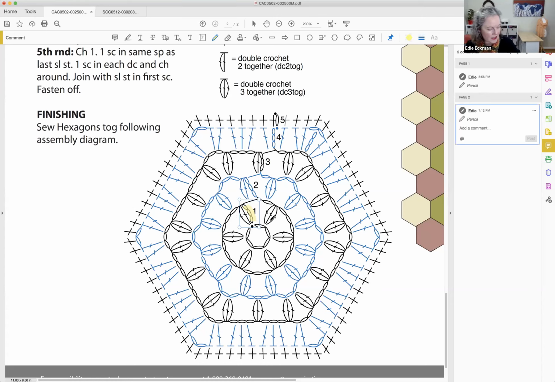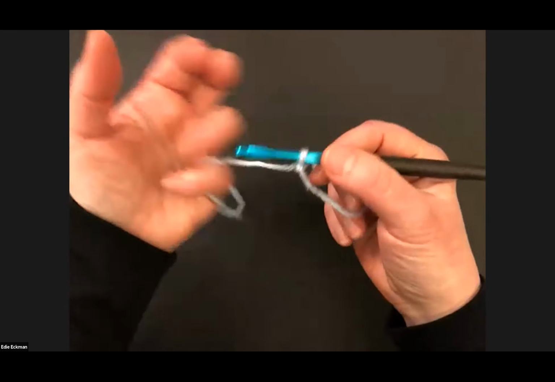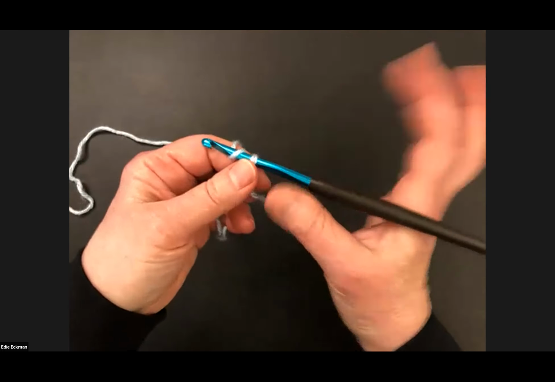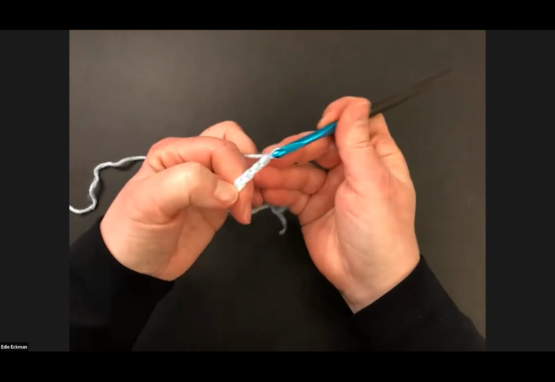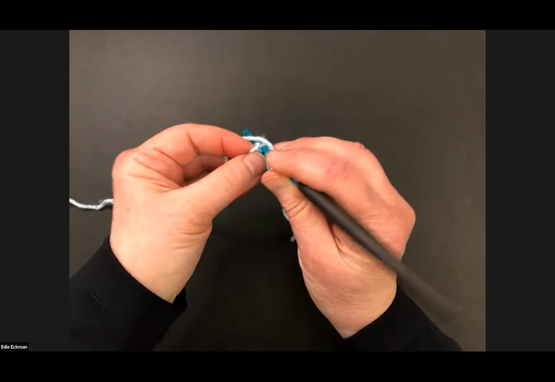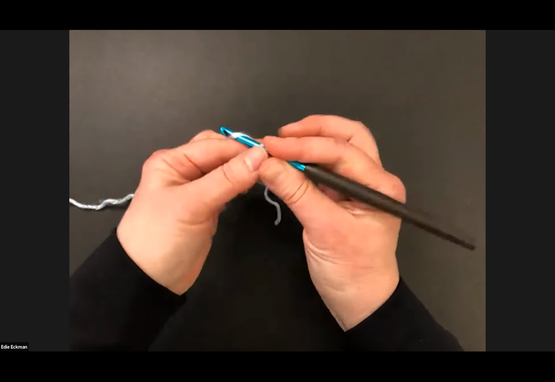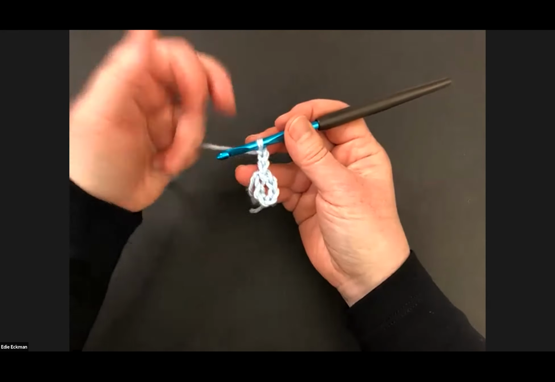Okay, so I can do that. Well, let me go ahead and get started doing that first round. We tried to get it where you could see the chart at the same time, but we couldn't make that work. So what did I say? It's chain 6, 1, 2, 3, 4, 5, 6, and join with a slip stitch to form a ring. And then I have chain 3, 1, 2, 3. And then that double crochet 2 together.